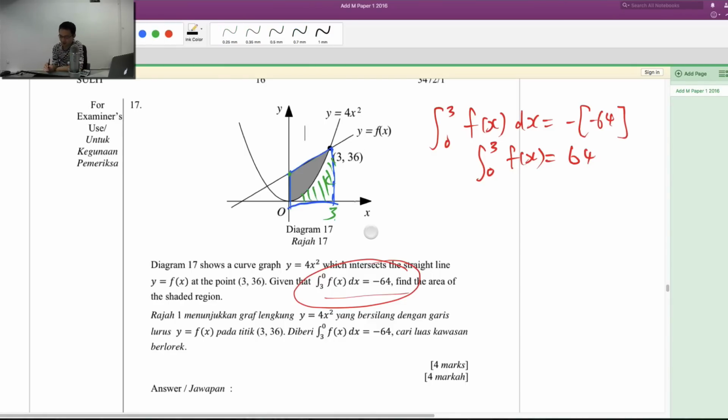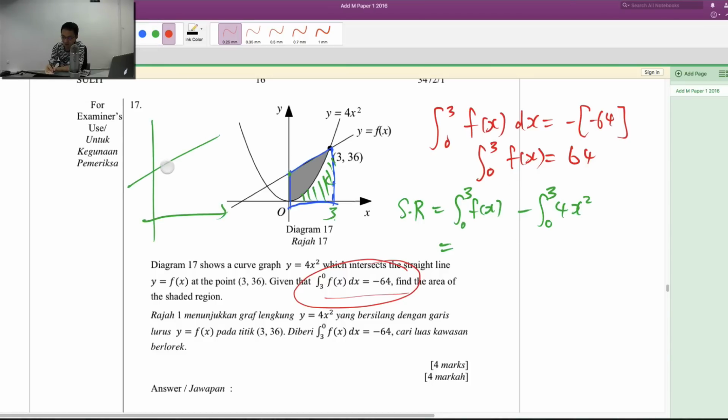So in order to find the shaded region, I will integrate the straight line minus, I will integrate 4x squared from 0 to 3. The straight line is from 0 to 3 also. When you integrate the straight line from A to B, you will get all the area under the straight line from A to B. This is the logic. So if I integrate this straight line, actually I will get the area of the trapezium, which is 64, minus the area under the curve, which is the green color one.